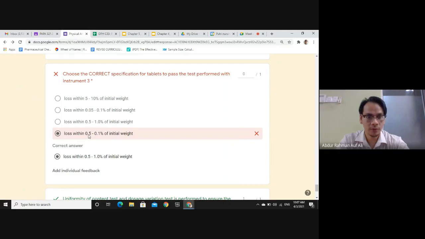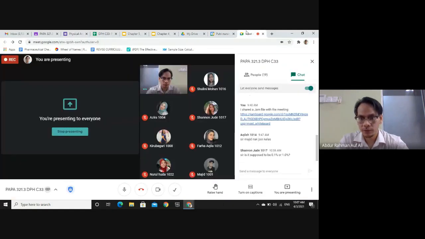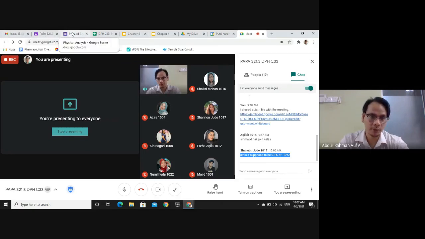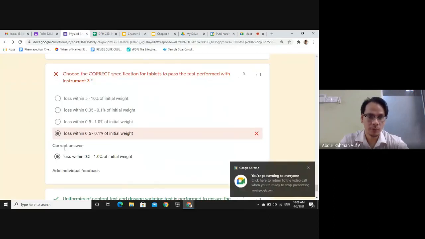Okay, loss within 0.1 hingga 0.5% of initial weight. Yes, Shannon, saya tersilap. Thank you. Okay, terbalik 0.1 ataupun, oh no sorry, the question is different. 0.1, that's the general, tapi ada certain tablets dia berbeza, so kamu kena refer pharmacopoeia juga. Some are like within this range 0.1 hingga 0.5.